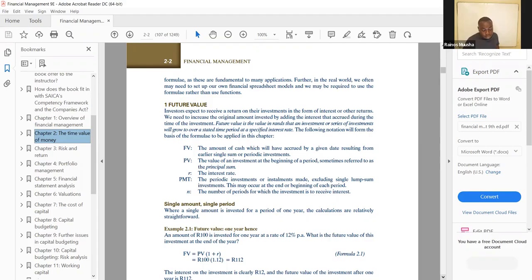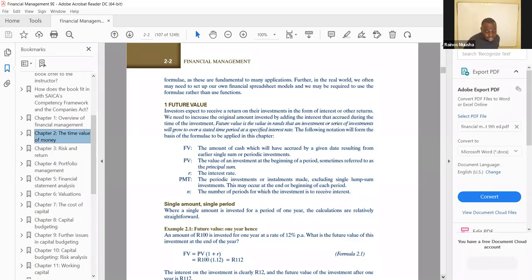Then there's the present value, which is the value of the investment at the beginning of the period, and sometimes referred to as the principal amount. Then R is the interest rate. On your calculator, if you're using the Sharp calculator, that's on the top buttons there, the button written I/YR, or the small letter I, that's the interest they're going to be entering.